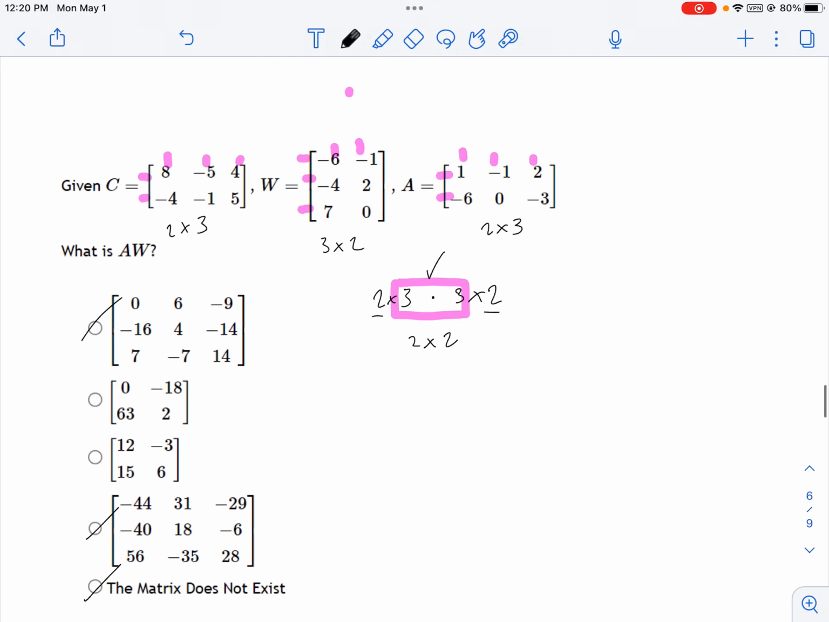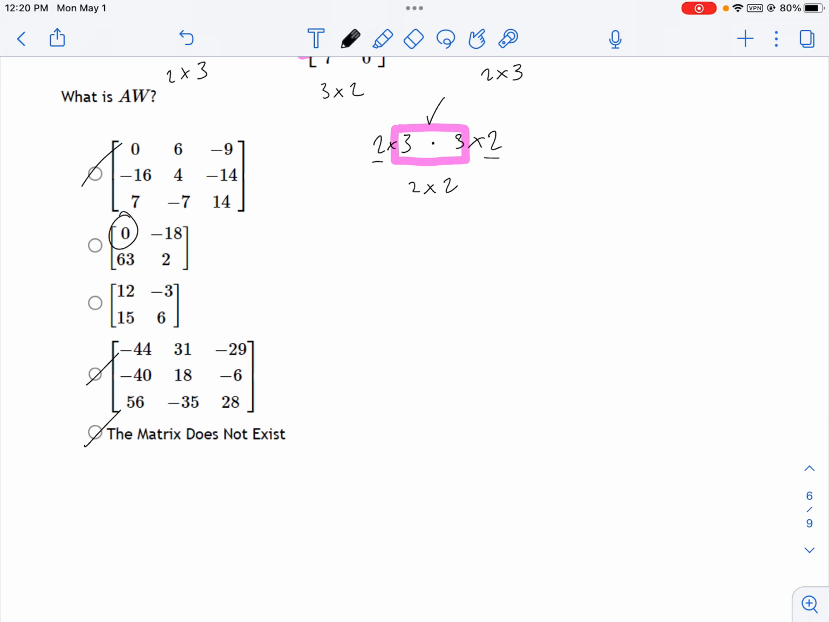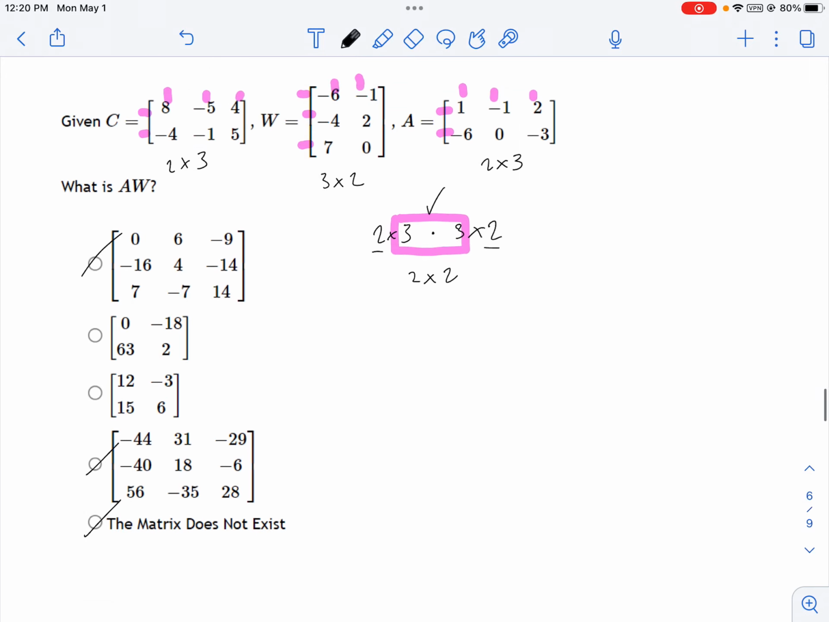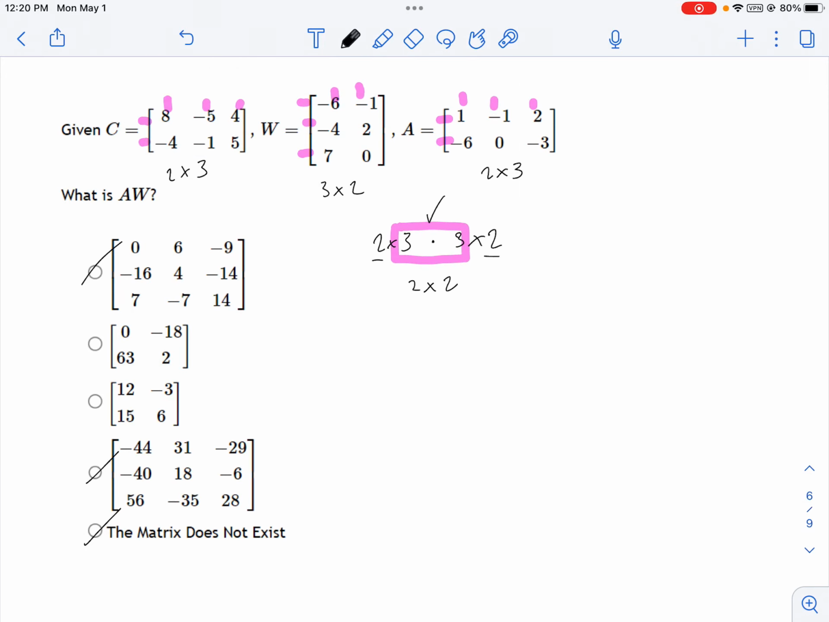Now, do we have to do the entire product? No, you'll notice that the first entries aren't even the same, so you don't have to calculate the entire product in order to finish this out. Alright, so how do we do the product?